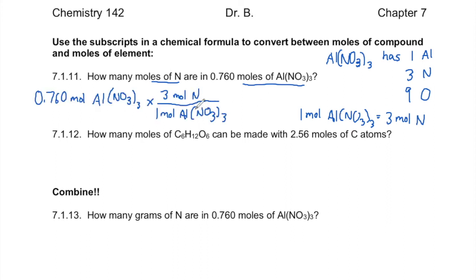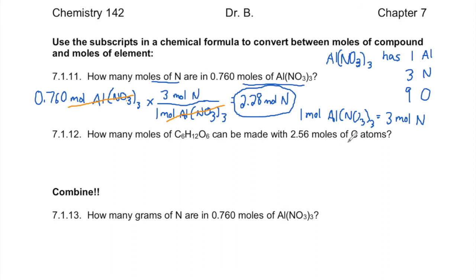Then we can use this relationship as a conversion factor. We want moles of aluminum nitrate on the bottom so that we can cancel, and we will be talking about moles of nitrogen instead, and that comes out to be 2.28 moles of nitrogen.